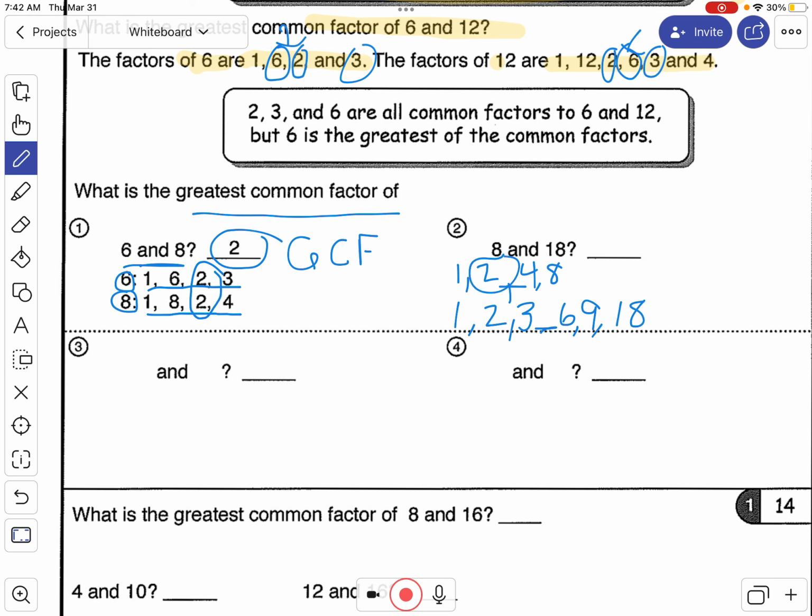Well, I've got a 2 in both lists. The other numbers are 4 and 8. I don't see any 4 or 8 down here. So 2 would be the greatest common factor.